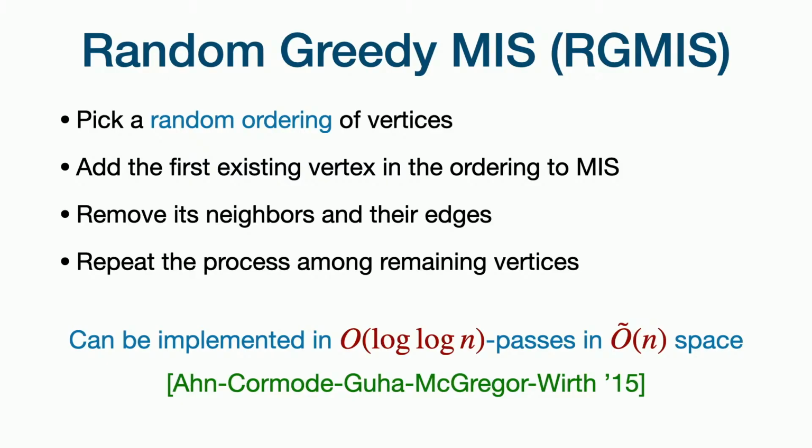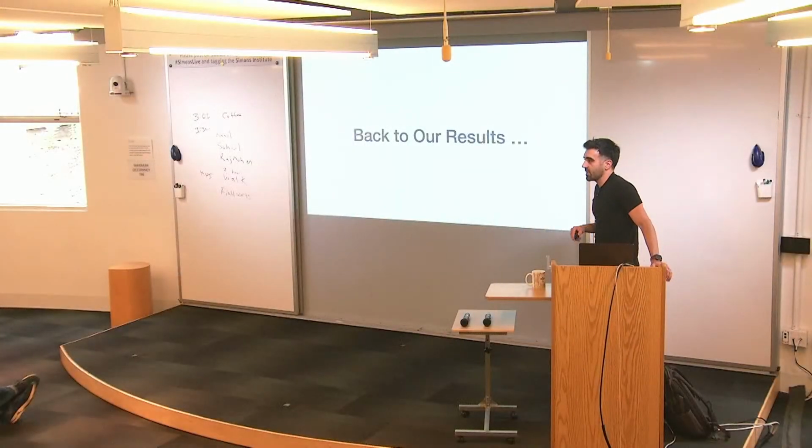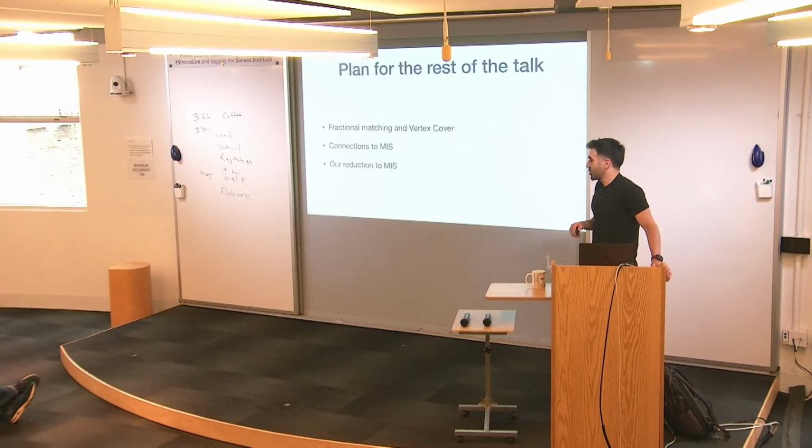For a given ordering, it's going to require polynomially many passes. It's going to be much harder. But for random orderings, we can do this in log n passes. And I'll get back to this in a few slides. We'll see another property of it, which relates it to matchings.